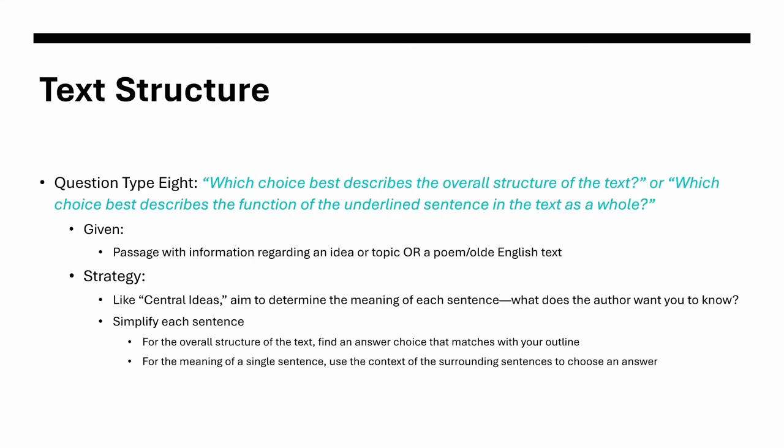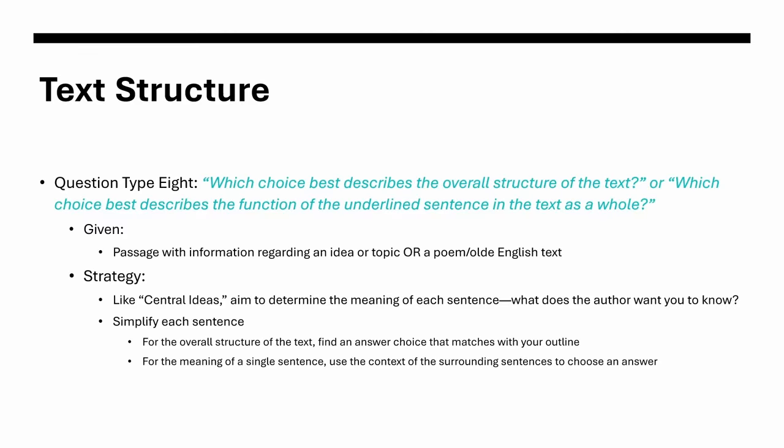Question type 8, text structure. Which choice best describes the overall structure of the text, or which choice best describes the function of the underlined sentence in the text as a whole? So you're going to be given a passage with information regarding some sort of idea or topic, or you might be given another one of those poems or old English texts.